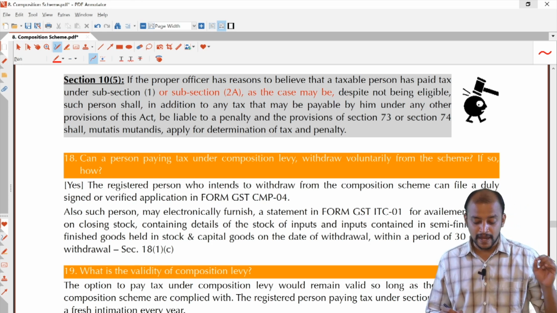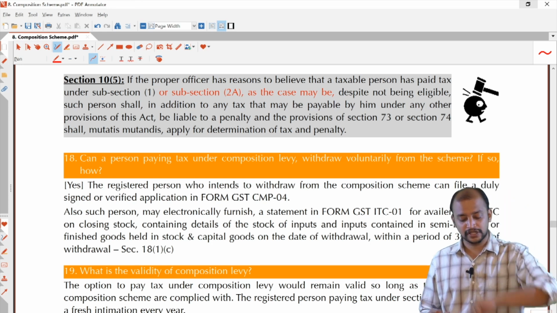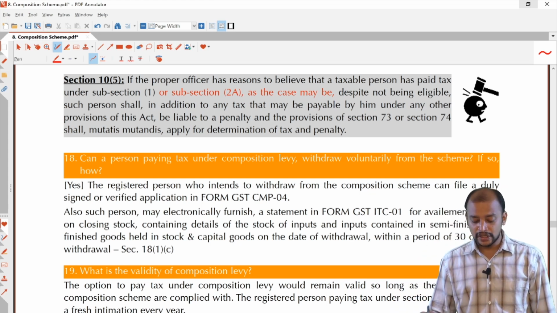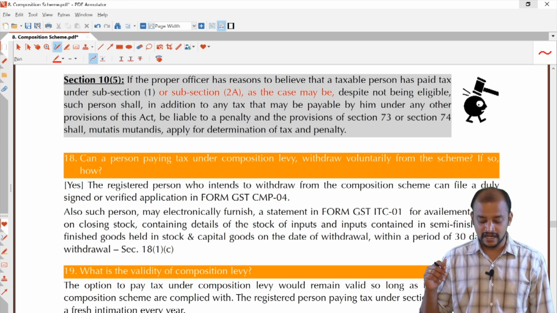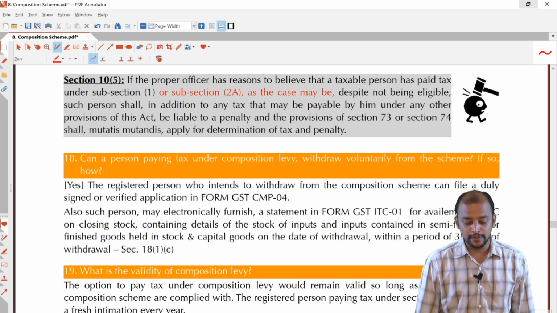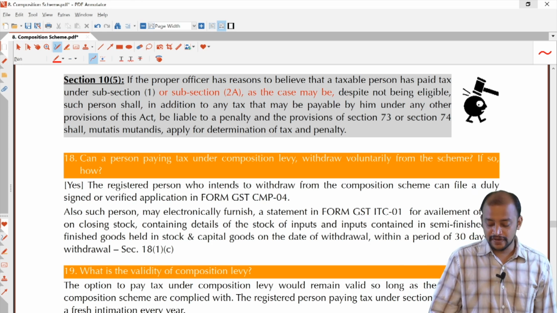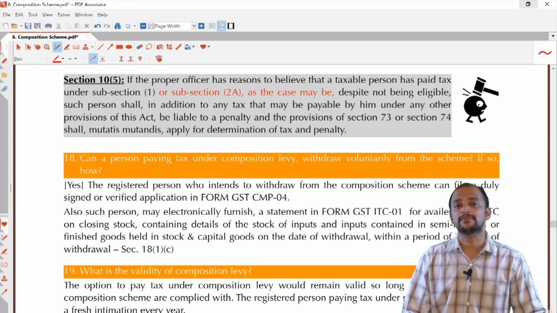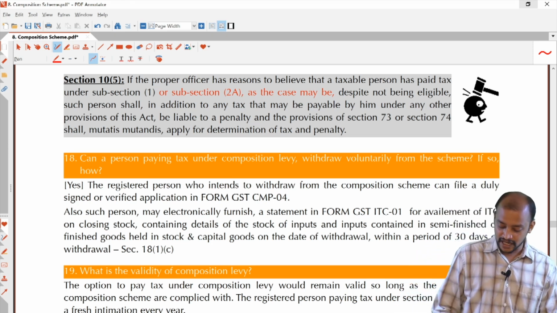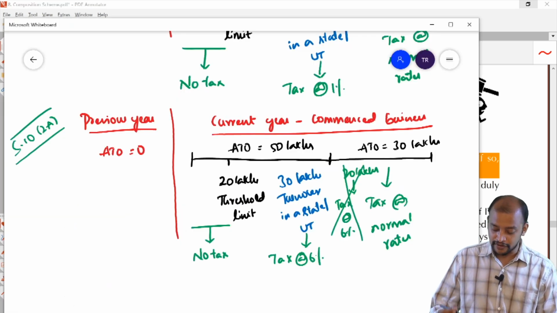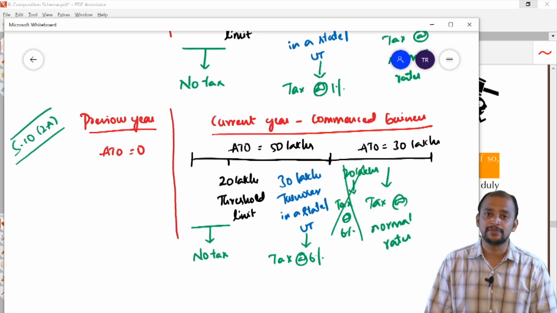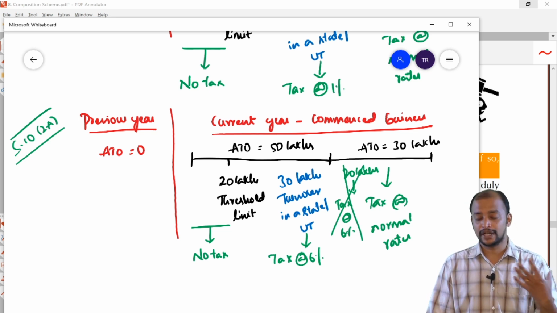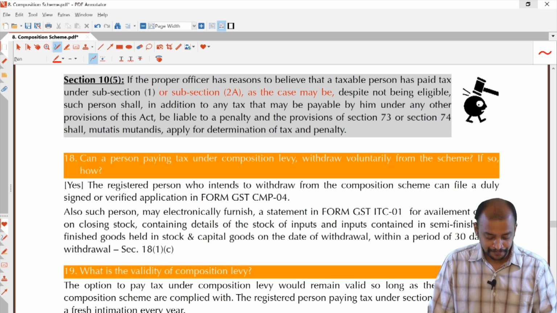and believe that a taxable person has paid tax under this subsection 1 or subsection 2 as the case may be despite not being eligible, such person shall, in addition to any tax that may be payable by him under any other provisions of the Act, be liable to pay a penalty, and the provisions of 73 or 74 shall mutatis mutandis apply. What is 73 and 74? Recovery procedure by issuing a show cause notice. So what is the government going to do? Here you already paid 6% on the 20 lakhs, and if the normal rate is 18%, then the extra 12% will be recovered from you by issuing a notice along with interest and penalty.